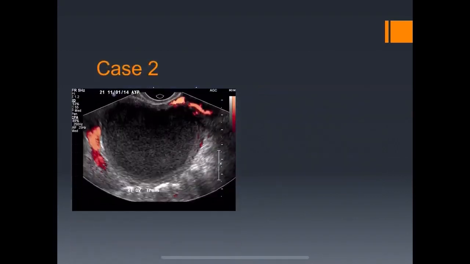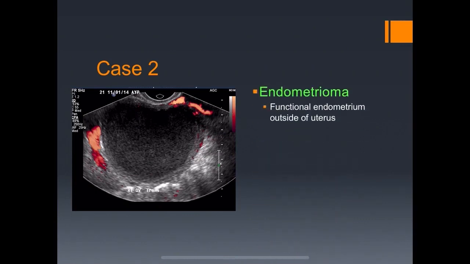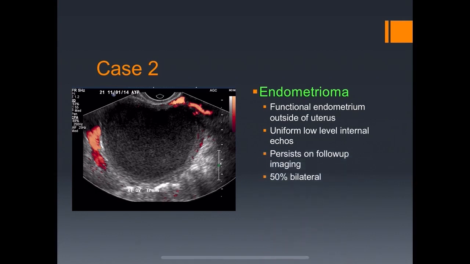Second case, as opposed to the prior, was a cyst with a low-level echo, so this is typical of our endometriomas. Functional endometrium outside of the uterus, uniform low-level internal echoes, persists on follow-up imaging as opposed to the prior hemorrhagic cyst. 50% are bilateral. Can lead to ovarian torsion.